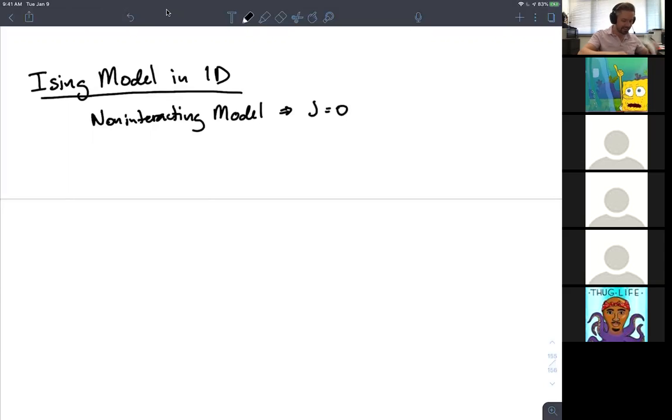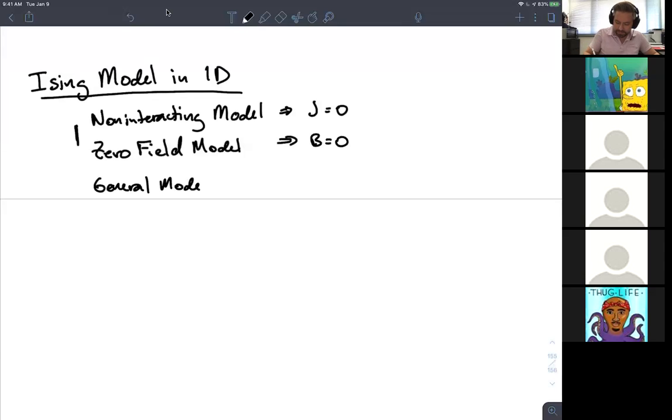The next thing we're going to do is the zero field model. And that is when the spins are interacting, but there is no applied external field. And we'll see what happens. In fact, we'll see that essentially you get the same result in both cases. And then the final thing we're going to do is the general model, and that is when both B and J are not equal to 0, and it gets a little hairy.